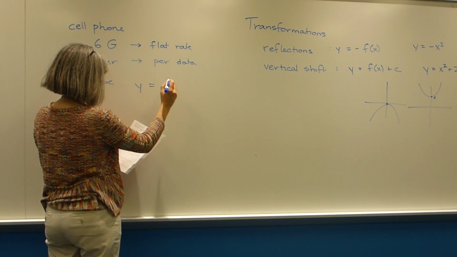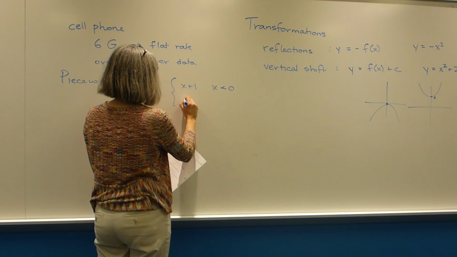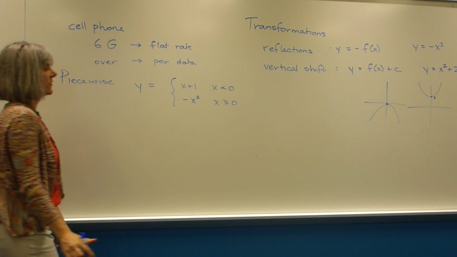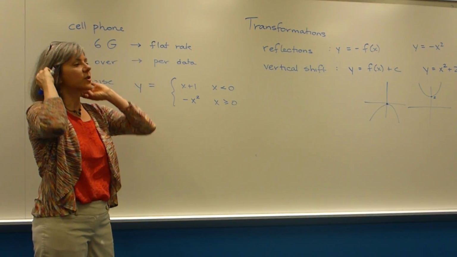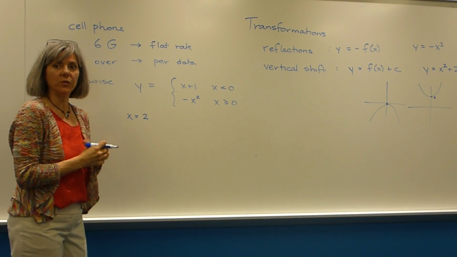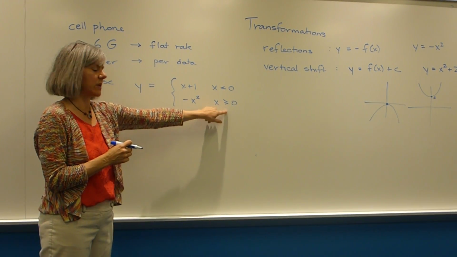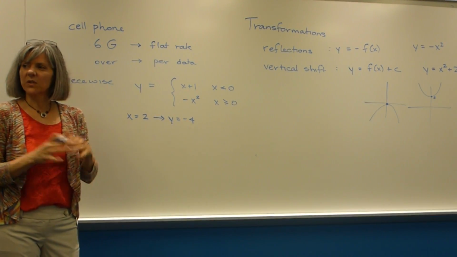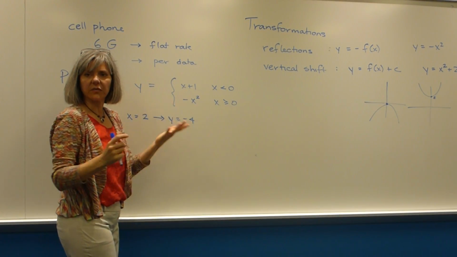So let's look at this one. If I have y equals x plus 1 for x less than 0, and negative x squared for x greater than or equal to 0. If I'm in one piece, it's defined one way. If I'm in another piece, it's defined another way. If I wanted to know the value when x is equal to 2, which piece would I use? It's not less than 0, so I'm in this piece, so I use this definition. So here, y would be equal to negative 4. The important thing about piecewise functions is different definitions for different sets of x values.